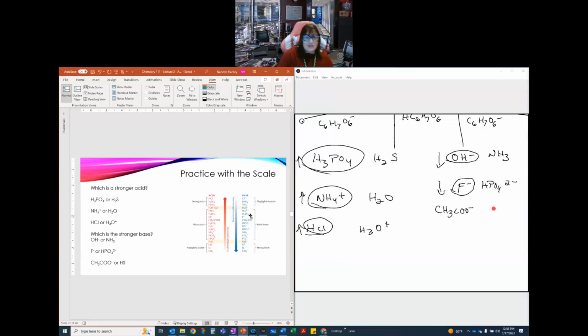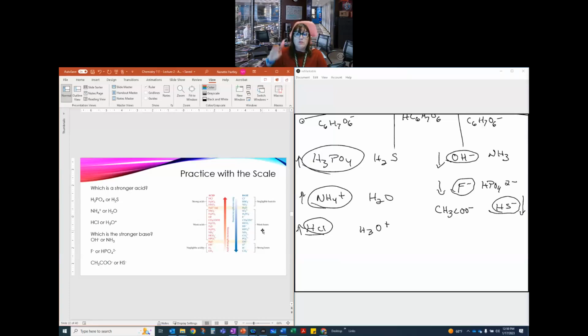When we talk about CH3COO- or HS-, I have to find those species. So CH3COO- is down from H2O. So H2O, SO4 2-, H2PO4-, F-, and then CH3COO-. Okay. When we look for the HS-, that's 2 down from that. So since HS- is lower, it is the better base. Okay. That's how we practice with that. And that's what we're looking for.